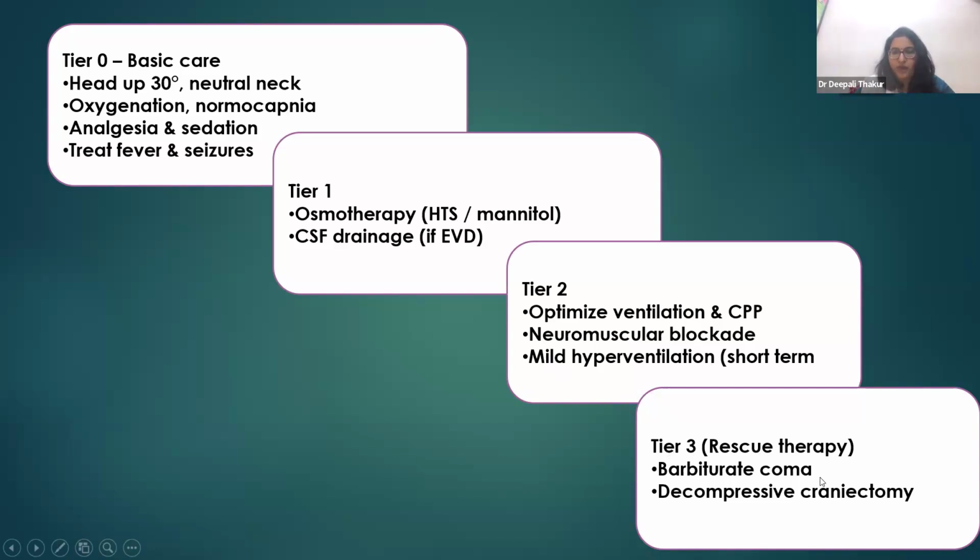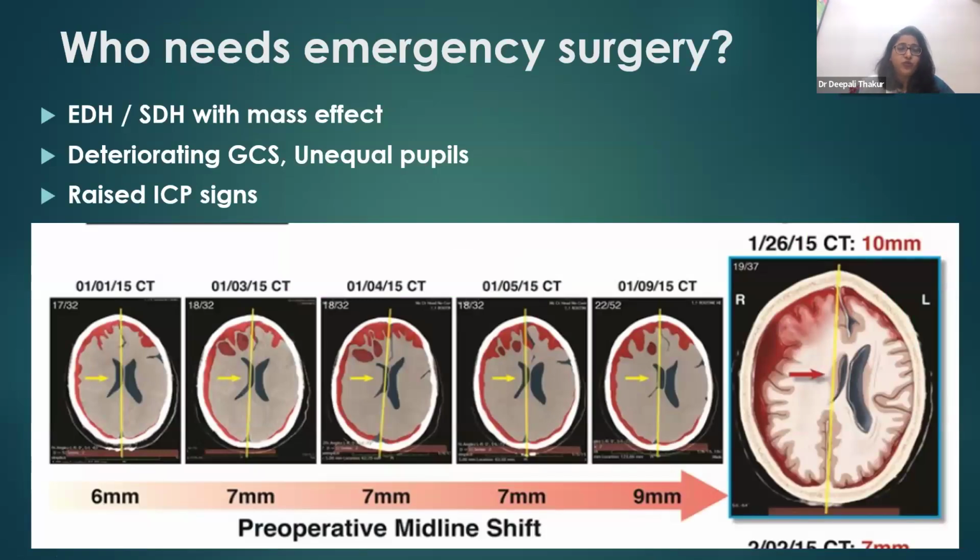So barbiturate coma and decompressive cranial. Okay. So now coming to which all are the patients who are going to require surgery. As an anesthesiologist or intensive care specialist, we should know about these details. So patients with EDH, SDH with mass effect, deteriorating GCS, unequal pupils, and raised signs of ICP. These are the patients who are going to require surgery, and you need to anticipate and prepare these patients so that you minimize the delay and they can be rapidly transported to the operation theater.